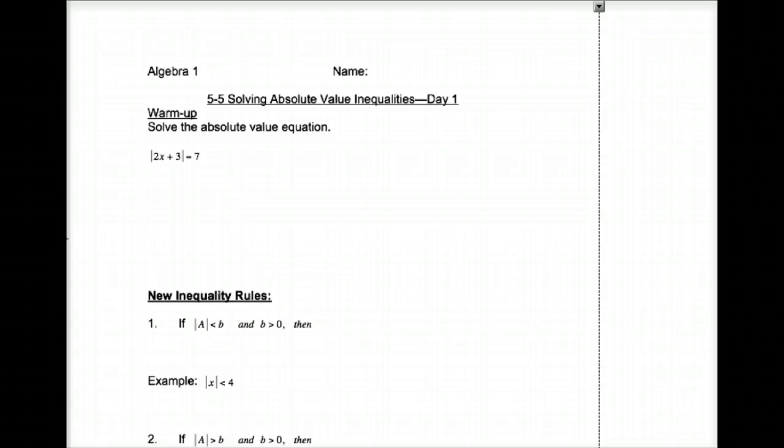Okay? And in your own words, what's the definition of absolute value? Distance from zero. Everybody say this. Distance from zero. Distance from zero. There you go. Okay.